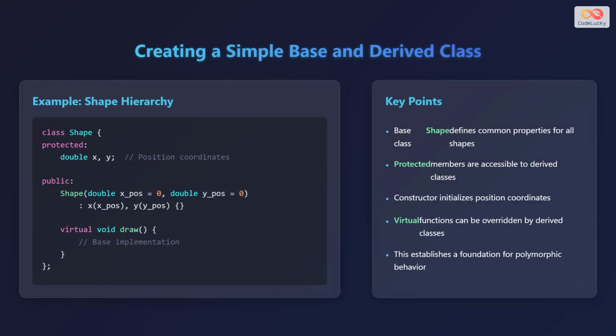Here's an example of a shape hierarchy. The shape class has protected members x and y, which represent the position coordinates. It also has a public constructor that initializes these coordinates and a virtual function called draw, which has a base implementation. The key points are that the base class shape defines common properties for all shapes, protected members are accessible to derived classes, the constructor initializes position coordinates, and virtual functions can be overridden by derived classes. This establishes a foundation for polymorphic behavior.